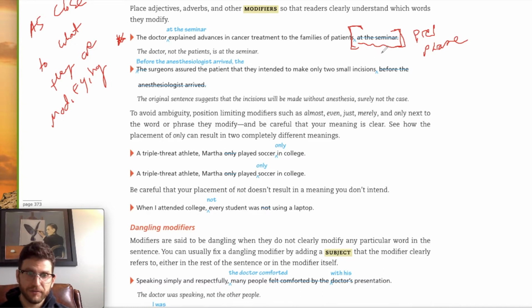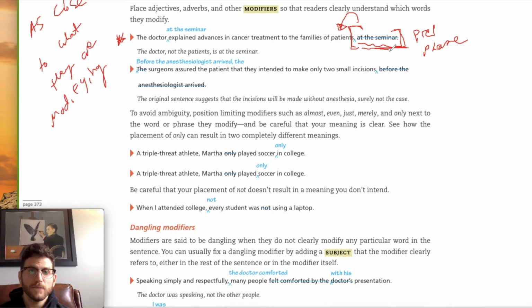Well, there is nothing after it, so it's not modifying anything after it. So it's modifying what comes immediately before it, which is patients. Okay, the noun patients. So what's the problem with having at the seminar at the end of the sentence? Well, what this sentence is telling us grammatically is that the patients are at the seminar. And they are clearly not. There are cancer treatments being done on them, so they're clearly not at this seminar. They're clearly in a hospital somewhere, right? So who or what is actually at the seminar?